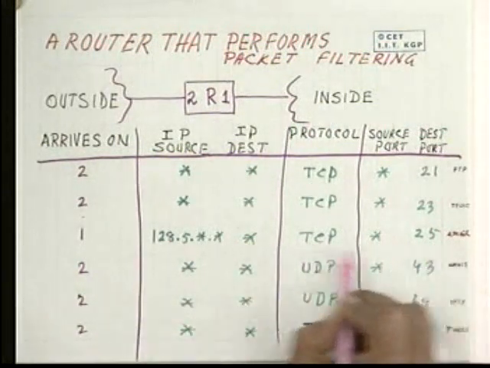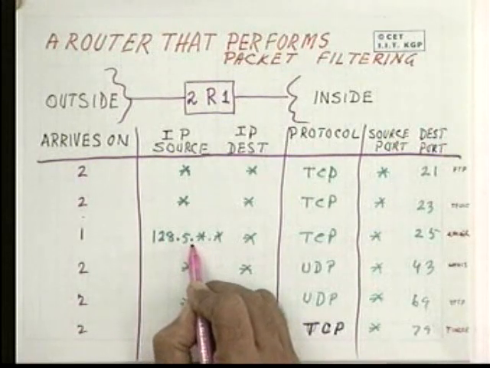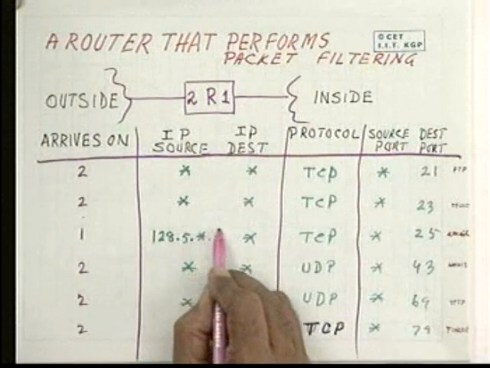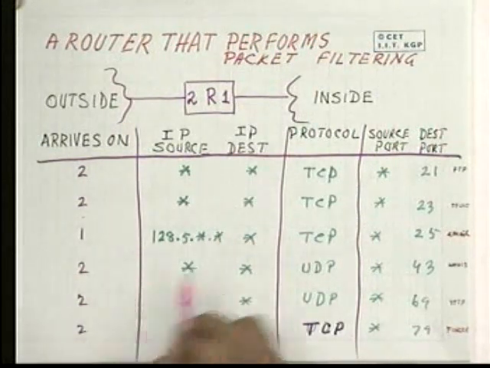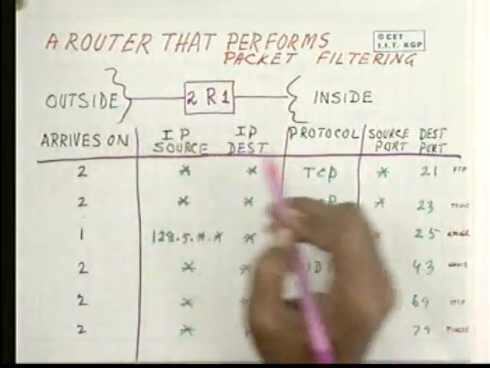This implies that any email originating from 125.5, and this is for a subnetting network, based on the TCP protocol should not be allowed to go out.